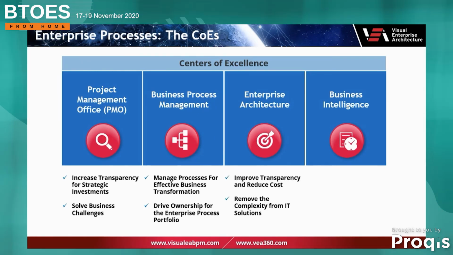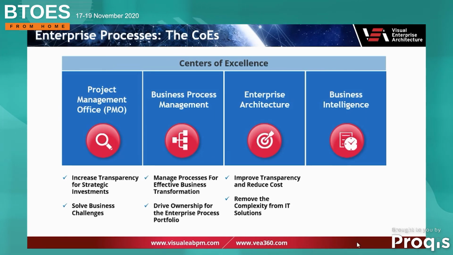The Enterprise Architecture COE exists to improve transparency of all the applications in your portfolio, reduce costs, facilitate standards and IT governance, but most importantly, to help remove the complexity from the IT solutions in your organization. The Enterprise Architecture COE usually works very closely with the BPM COE as well as the PMO. All three of these form a triad that work together to help solve solutions within the organization. But understanding the role that each of them plays is an important part of being successful with digital transformation.